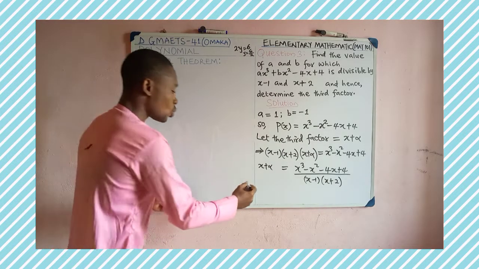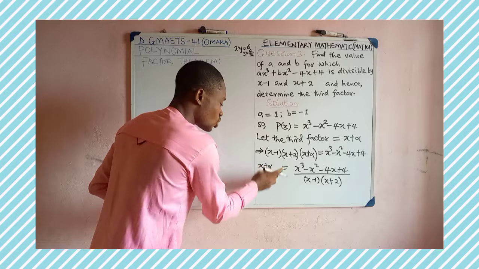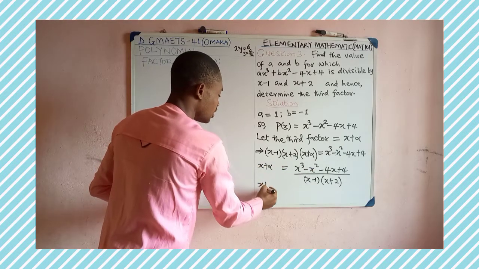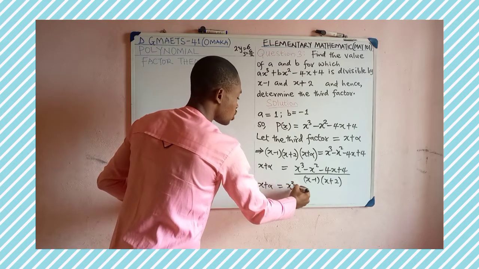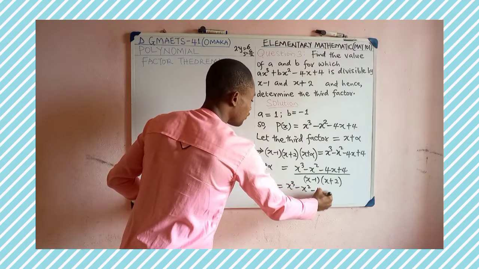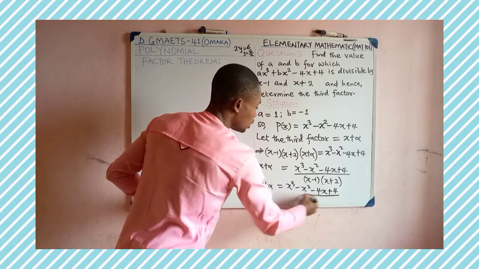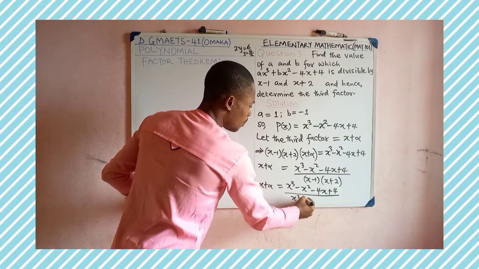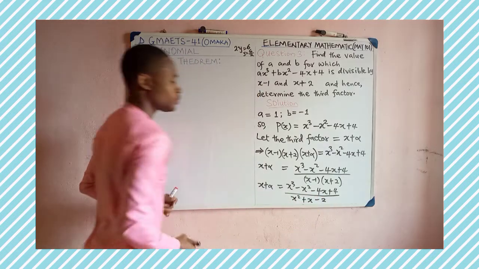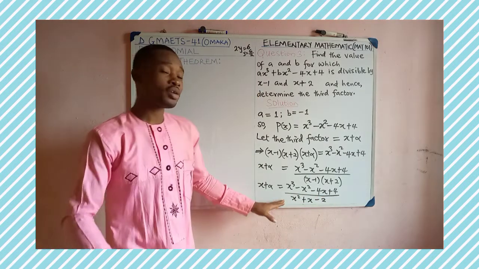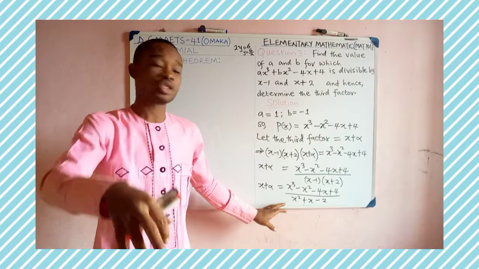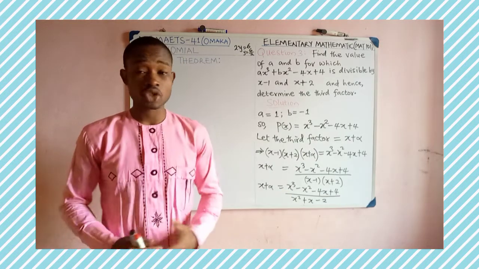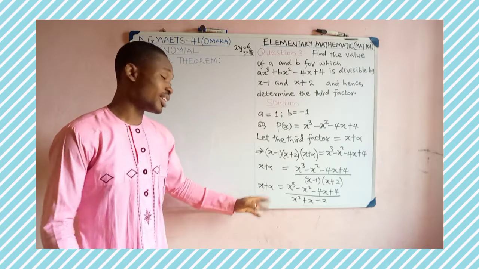So at this point, we will obtain this factor. But first of all, you can multiply this out before you start dividing. This is going to give us x cubed minus x squared minus 4x plus 4 divided by, if you expand the denominator, you get x squared plus x minus 2. So from here, you can decide to use either a long division method to divide this and get the third factor, or you can use the OMAKA's short division method to divide and get the third factor.